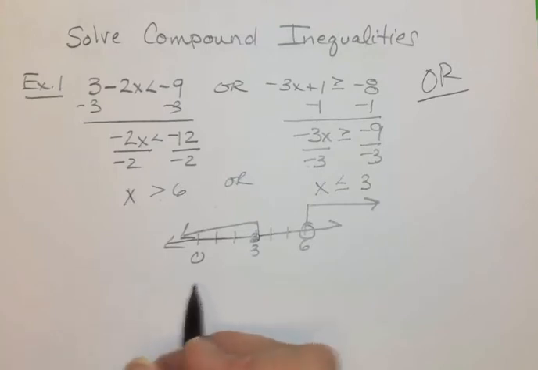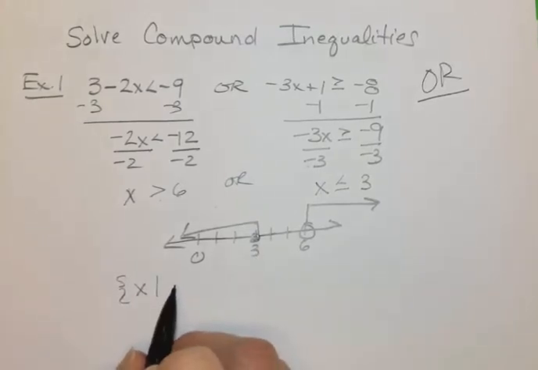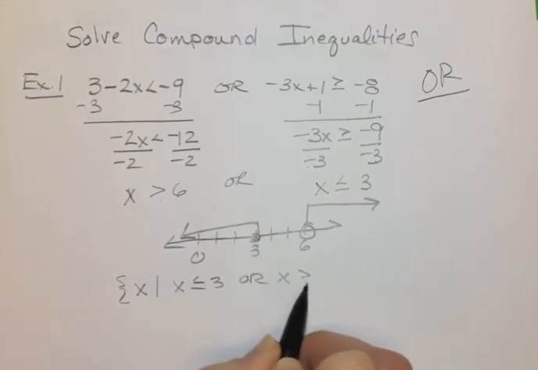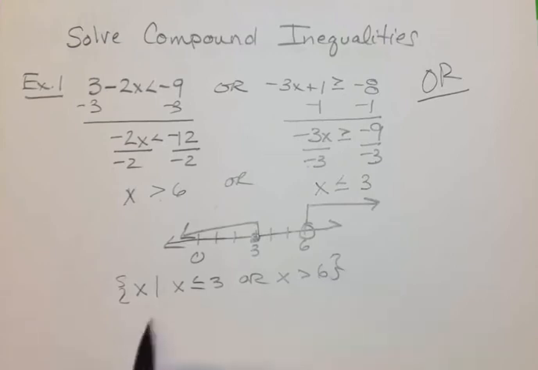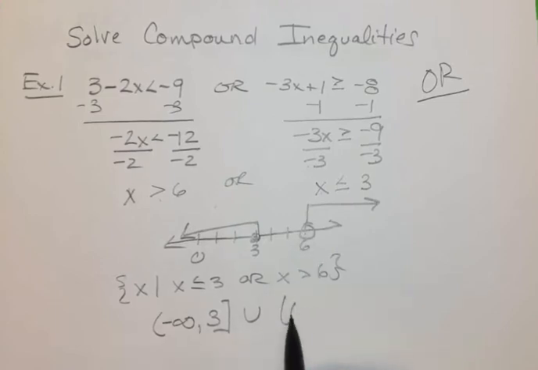If I wanted to give set builder, I'd have x such that x is less than or equal to 3 or x is greater than 6. And if I had interval, it would be soft parentheses, negative infinity to 3, hard bracket because it's colored in, union, soft parentheses around 6 because it's not colored in, it's not equal to, all the way to infinity. So that's how you do an OR problem.